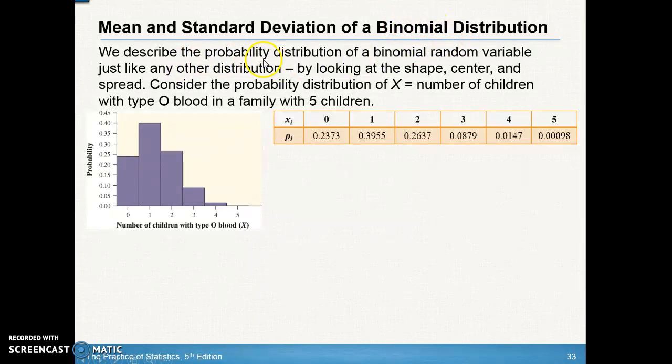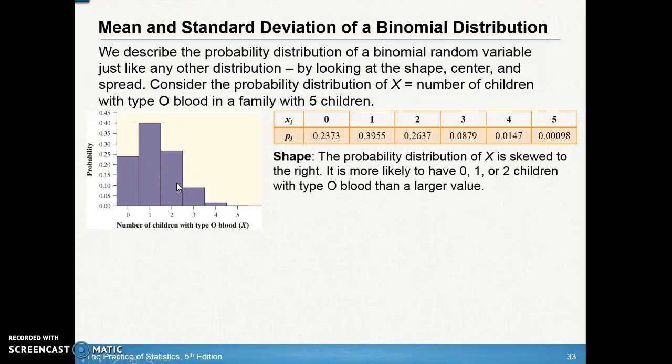So we describe the probability distribution of a random variable just like any other distribution. Remember, a distribution is just taking your values and your probabilities and plotting them on a histogram or a dot plot just to see how the values are distributed. So let's consider the probability distribution of x, the number of children with type O blood in a family with 5 children. This was like our probability distribution that we talked about in the previous section: 0, 1, 2, 3, 4, 5 children having type O blood. Here are the probabilities. Remember, our histogram is the number of children, and then the height is the probability of each.